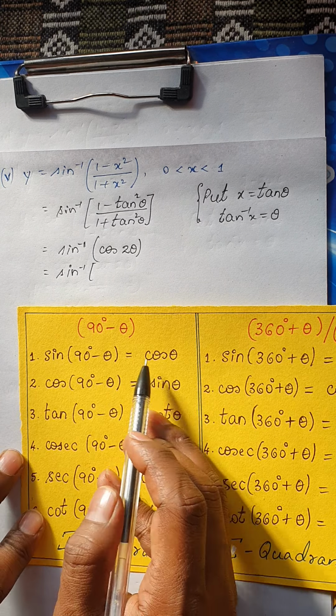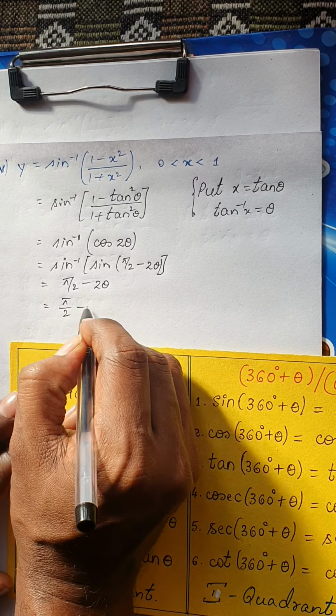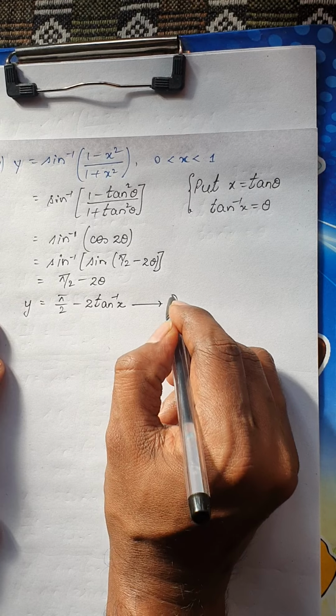Cos theta can be written as sine of 90 minus theta. So I am going to write sine of 90, that is pi by 2 minus theta. There it was 2 theta, so keep it as 2 theta. Okay, so you are going to get, now sine and sine inverse will be nullified. I am going to get pi by 2 minus 2 theta. Okay, so this is nothing but pi by 2 minus 2 times, what is theta? We know theta is tan inverse x. Okay, right. So this was just my y. I'll keep it as equation star.